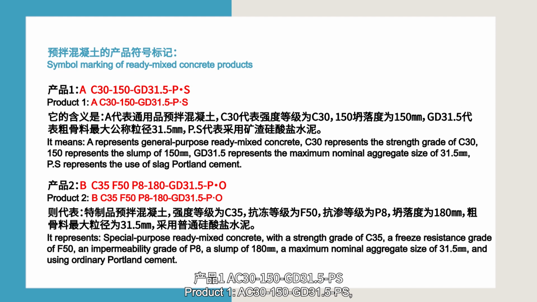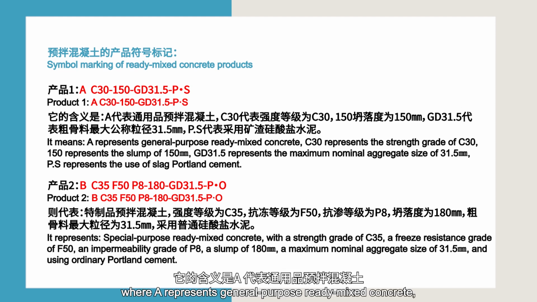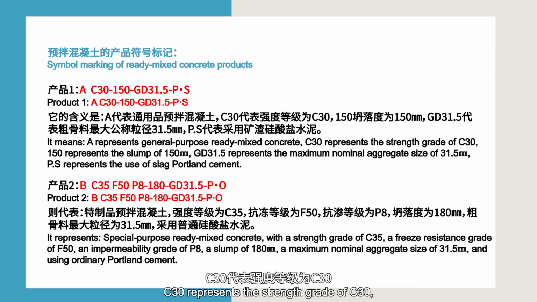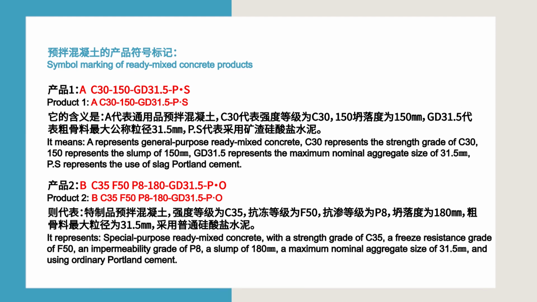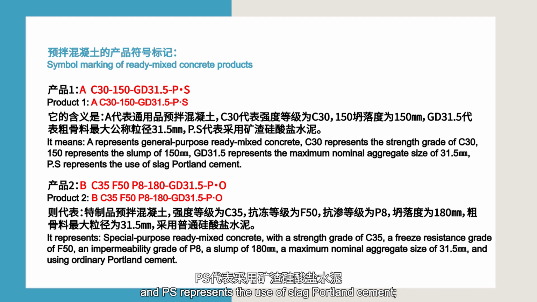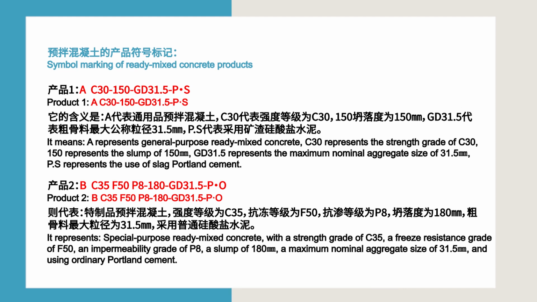Product 1. AC30-150-GD31.5-PS, where A represents general purpose ready-mixed concrete. C30 represents the strength grade of C30. 150 represents the slump of 150 millimeters. GD31.5 represents the maximum particle size of coarse aggregate as 31.5 millimeters, and PS represents the use of slag Portland cement.